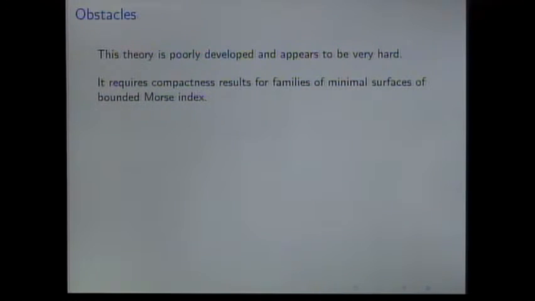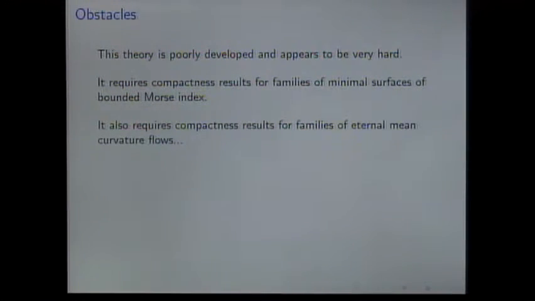It requires compactness results for families of minimal surfaces of bounded Morse index. These are still forthcoming, though in certain cases you can get some quite good results. Some very good results, actually. But the really hard bit is it requires compactness results for families of eternal mean curvature flows. Flows which in general do not satisfy any convexity condition. This is a big problem.